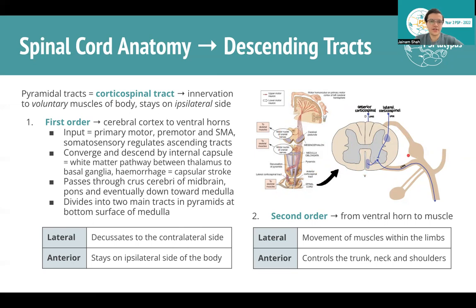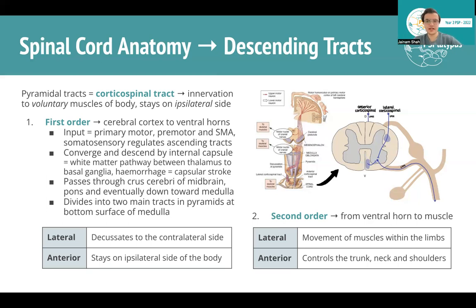The first order neuron, as you'd expect, goes from the brain, the specific part of the cerebral cortex, down into the ventral horns found in the spinal cord. So very easy to remember that. The cerebral cortex receives input from the primary motor cortex, the premotor cortex, the supplementary motor area, and also the somatosensory region, which helps to regulate the ascending tracts. But if you want to keep it simple, remember the primary motor part of the cerebral cortex, responsible for some of the execution, goes down into the ventral horns.